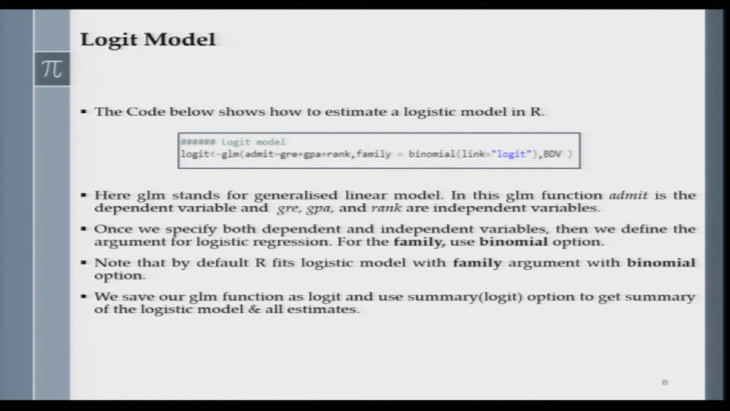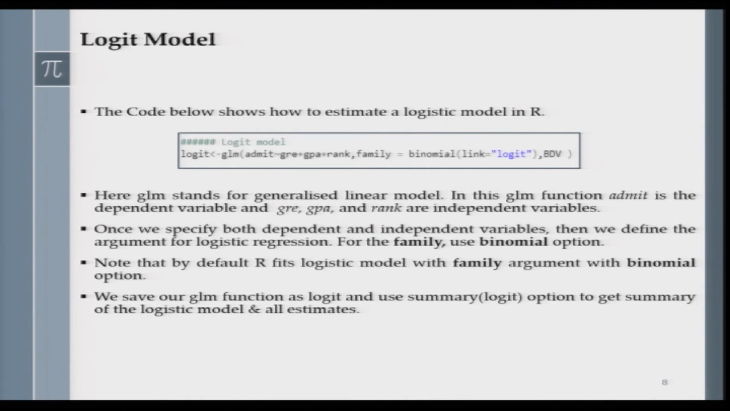Here in this context you see this word family, which talks about the family of distributions from which you need to choose one to run your general linear model. And here I am choosing binomial as the distribution from the exponential family of distributions, and I am using the logit link function to run the logit model. So, what is the logit link function?